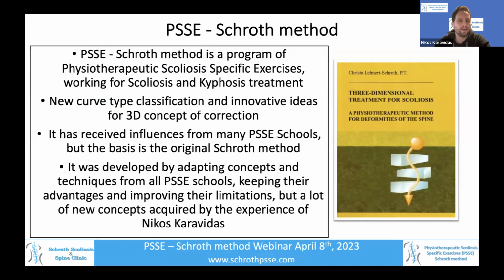So we are a program of specific exercises, both for scoliosis and kyphosis. There is a development of a new curve type classification that was described before, and some innovative ideas for the 3D concept of correction. Of course, our school has received influences from my education in many different PSSE schools, but the basis is the original Schroth method. The idea behind PSSE-Schroth was to adapt concepts and techniques from other schools, keeping their advantages and improving any potential limitations, but a lot of new concepts were ascribed by my personal experience in the field.